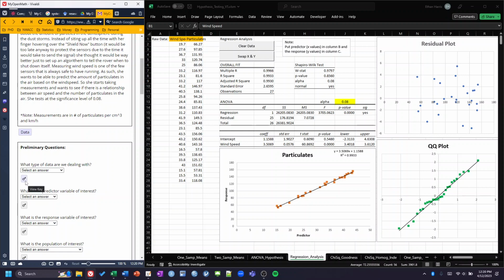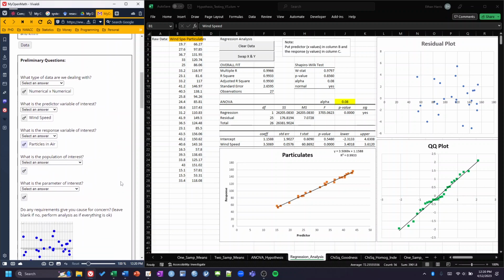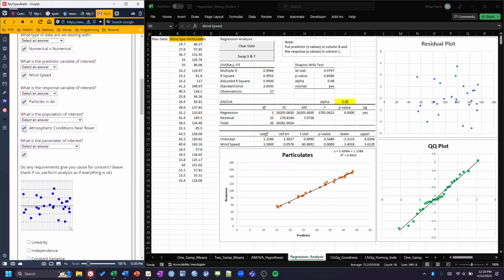So like, what type of data are we dealing with? We're dealing with numerical by numerical, right? We've got one piece of numerical data predicting another. The predictor is our wind speed, and the response is the particulates in the air. The population of interest is the atmospheric conditions near the rover, so that's what we're interested in. And then the parameter of interest is going to be the true mean particles per cubic centimeter.